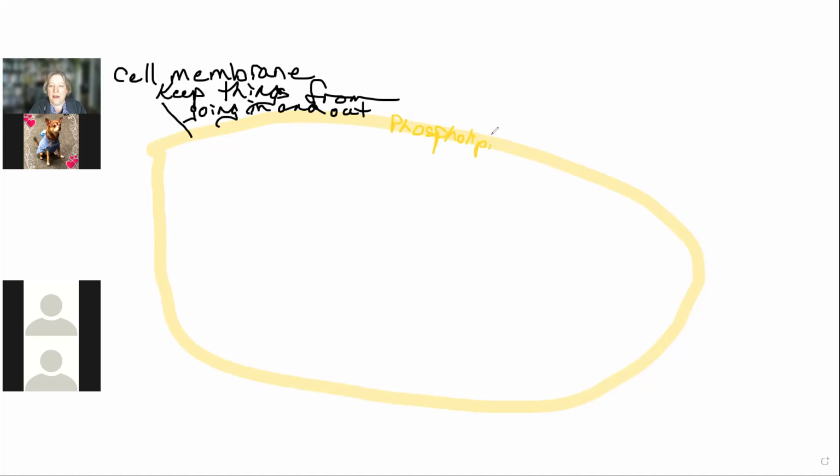Okay, so just so that we know, let's go ahead and blow up a part of this. So how would you draw a phospholipid membrane? How would we draw this phospholipid bilayer? Oh, I just gave it away. How do you draw a bilayer?